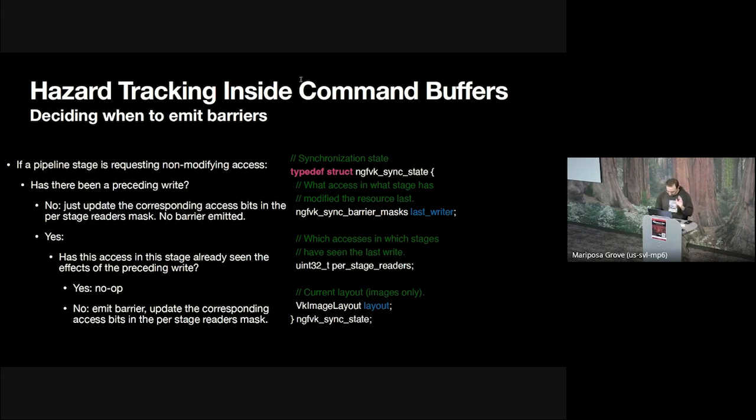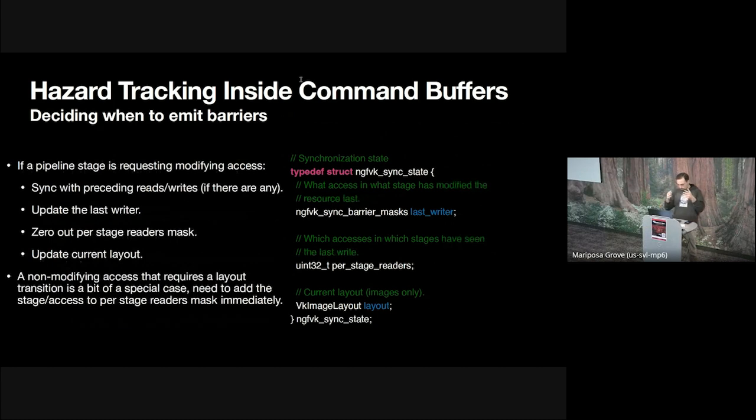So that's for reads. For writes, for modifying sync requests, what we have to do first is to catch up with any preceding writes and reads, if there are any, by emitting a memory barrier. And then we need to update the last writer mask because now this pipeline stage and this access are touching the resource. Then we need to zero out our reader masks because it's a new write and no one has caught up with it yet, and then update the current layout.